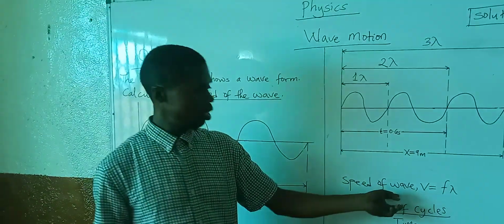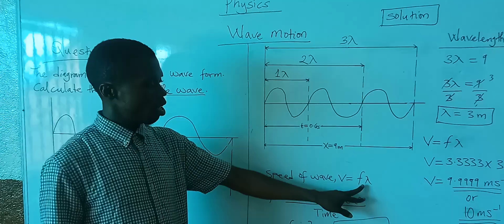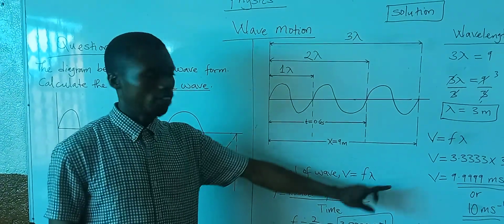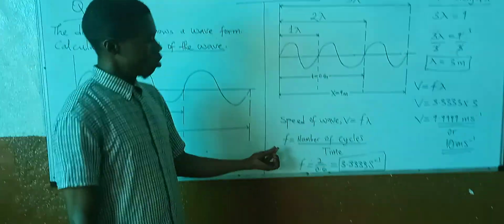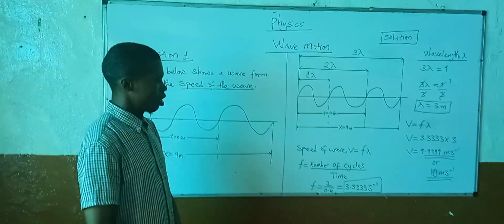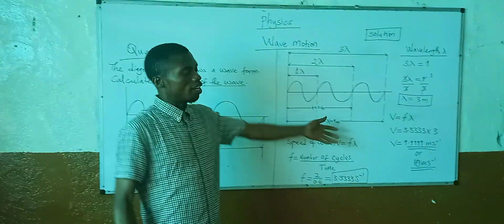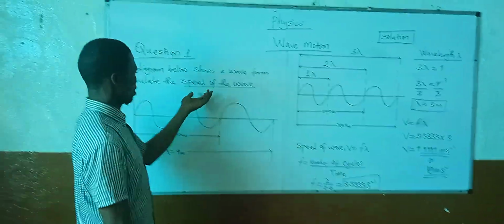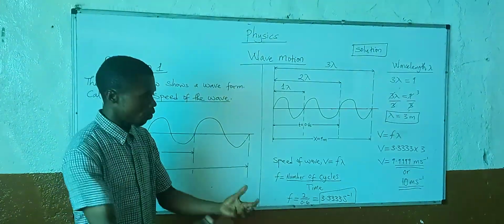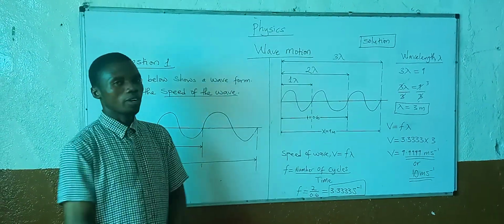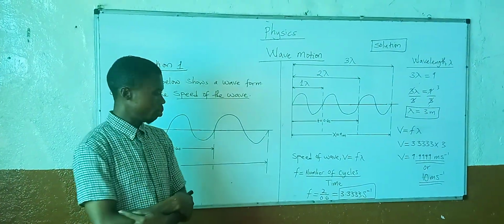The formula is V equals F times the wavelength, and this wavelength we call lambda. We do not have the frequency value, neither do we have the wavelength value, and they're asking us to find the speed. So we have to find the frequency, find the wavelength, and then we can find the speed.